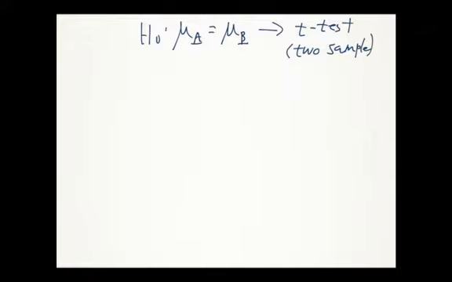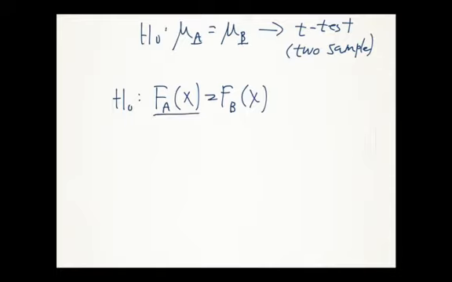Okay, so an alternative null hypothesis would be that the distribution in group A is equal to the distribution in group B. Okay? And since we haven't specified what kind of distribution, this is a non-parametric hypothesis.